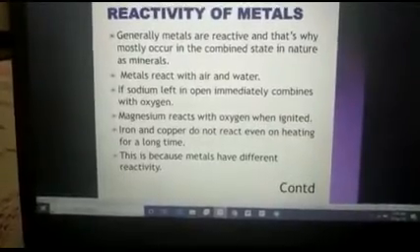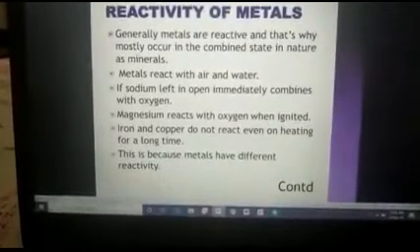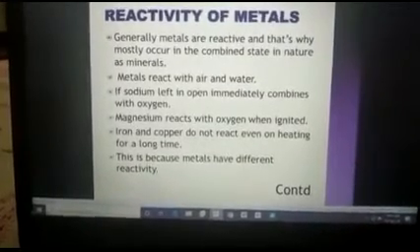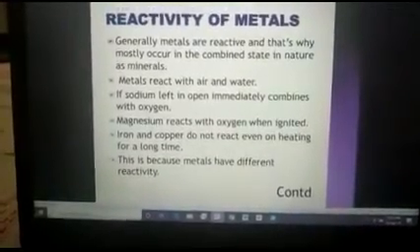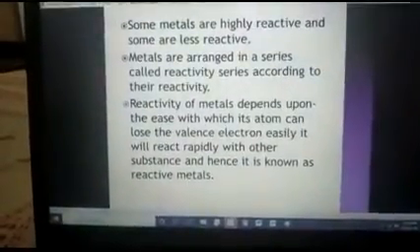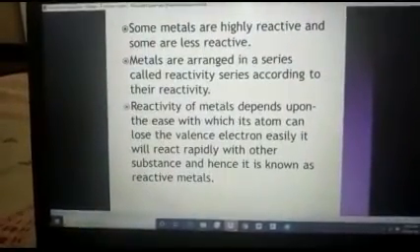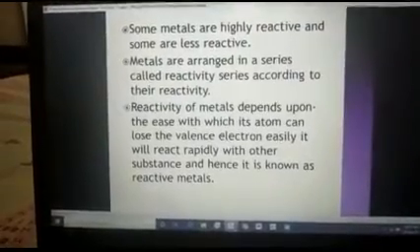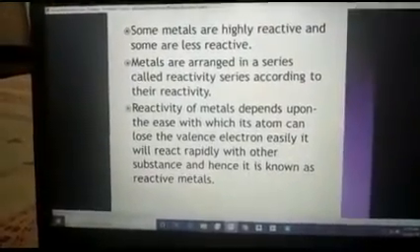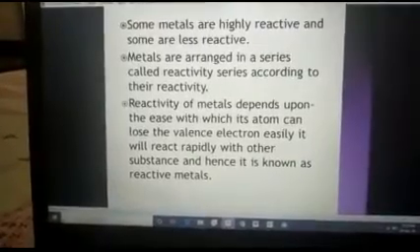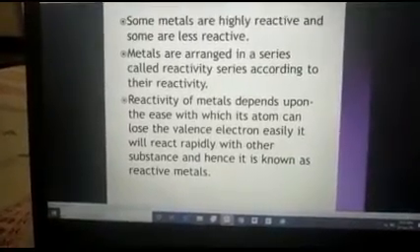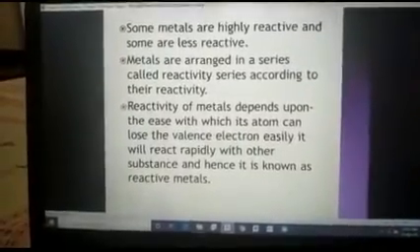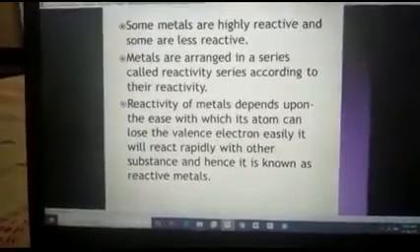If we are taking any of such product inside our body, then definitely they will harm us. Okay students, now some metals are highly reactive and some are less, as we got the examples also. Highly reactive: sodium, potassium, magnesium, calcium, and less reactive: gold, silver, platinum, etc. Metals are arranged in a series called the reactivity series according to their reactivity.